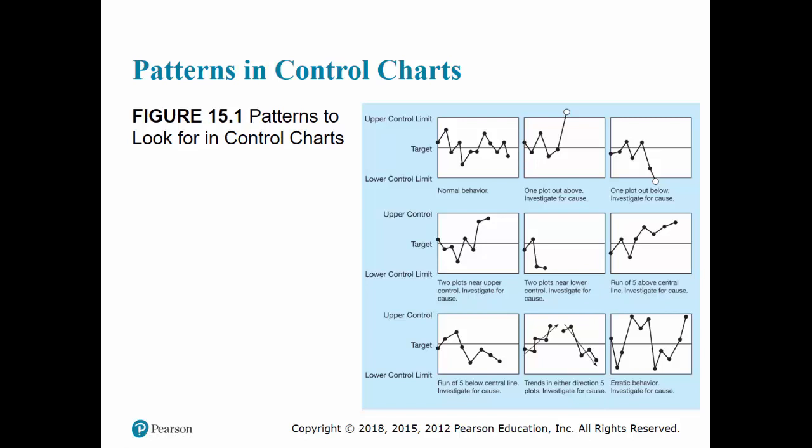So there are 5 of them. Outside the limits is 1. And then 2 close to the limits, that's the second. Run of 5 is third. And trend of 5, that's the fourth, and erratic behavior is the fifth. If any one of these is true, then the chart limits that we have developed cannot be used in regular production.